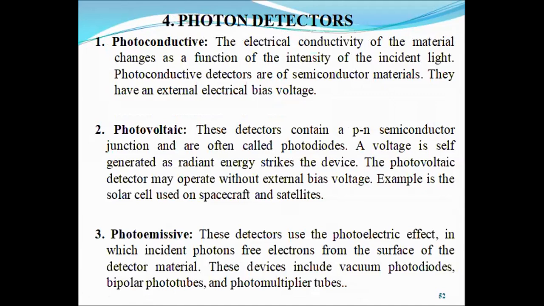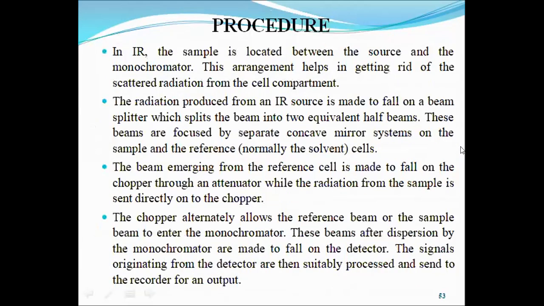We have also got photovoltaic photon detectors. These detectors contain a PN semiconductor junction, called photodiodes. We have also got photoemissive photon detectors. These use the photoelectric effect, in which the incident photons from the surface of the detector material free the electrons. Means the incident photons fall on the surface and release electrons from the surface of the detector material, and thus the radiation will be detected.